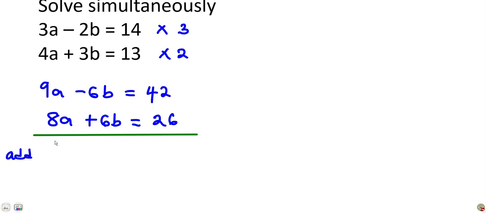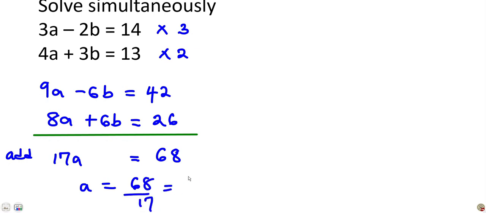So if you add 9a and 8a, you're going to have 17a, and 6b will cancel out to 0, and then you have equals. And if you add this, you're going to have 68. And to get a, you have to divide 68 by 17, and that's going to give you 4. So we know the value for a is 4.